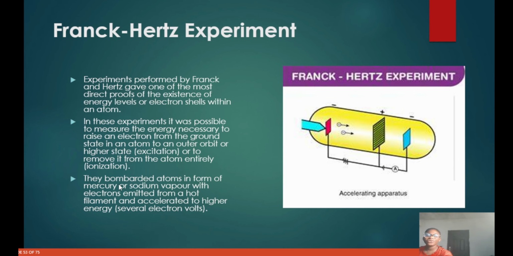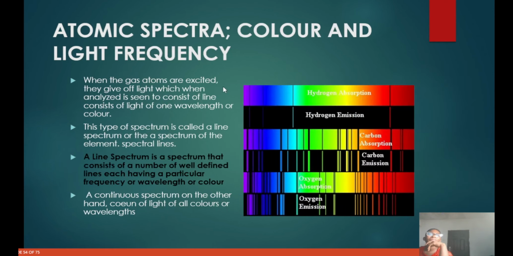That was the experiment. Atomic spectra, color and light frequency. When the gas atoms are excited, look at it. This is oxygen absorption, carbon absorption, hydrogen emission, and hydrogen. When the gas atoms are excited, they give off light. I already explained that. They give off light which, when analyzed, is seen to consist of light of one wavelength or color. This type of spectrum is called a line spectrum, or the spectrum of the elements.